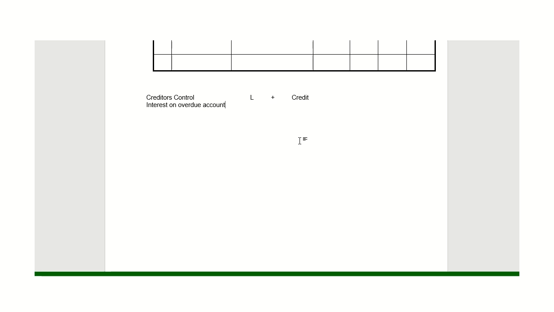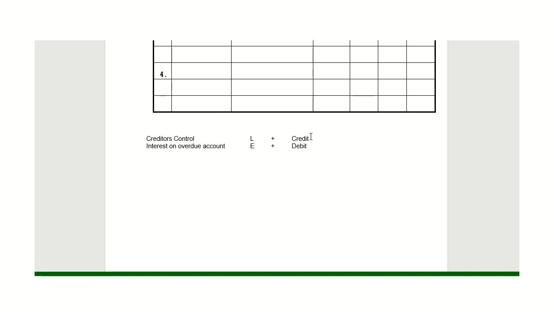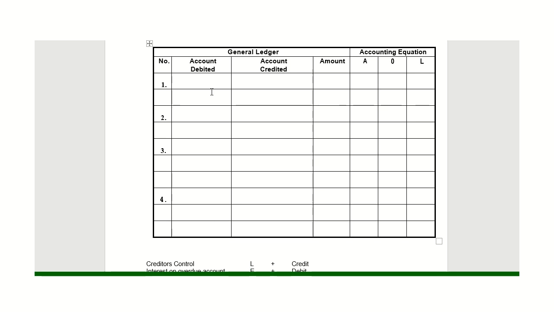The interest that we have to pay is immediate. It is an expense. And we've now got to pay more interest, so it's more expenses, which means it increases on the debit side. So we're going to debit interest on overdue account and credit creditors control. So the account debited is interest on overdue account, and the account credited will be creditors control.